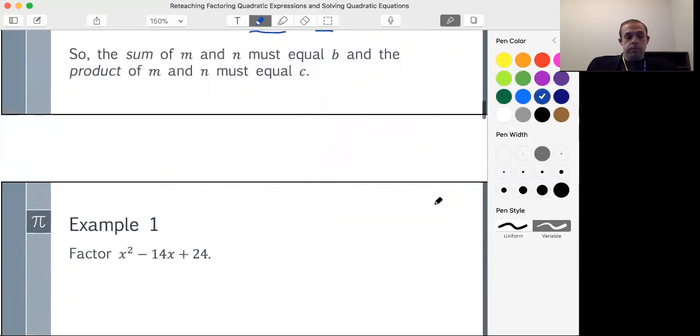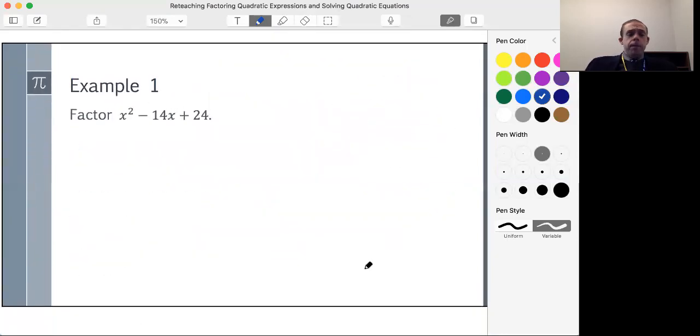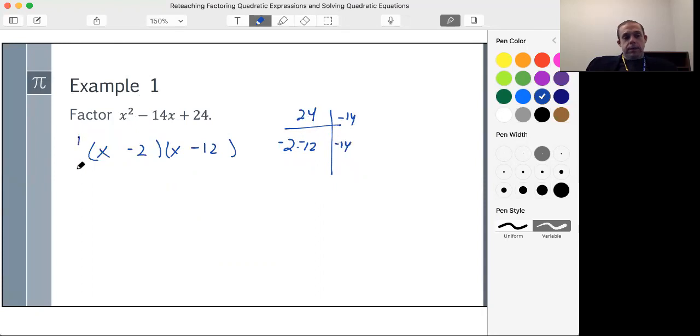Okay, so here's example 1. We want to factor, that means we want to write it as a product of two binomials. So we look at the constant term 24, and we want the factors that could possibly add up to be 14. If I look at 2 times 12, ooh, that's 14. But we want a negative 14, so I have to make them both negative. So that's where we get x and x to get x squared. We have minus 2 and minus 12. And that is it.